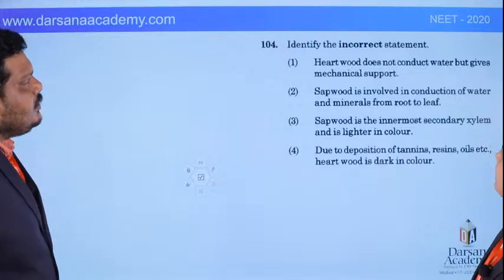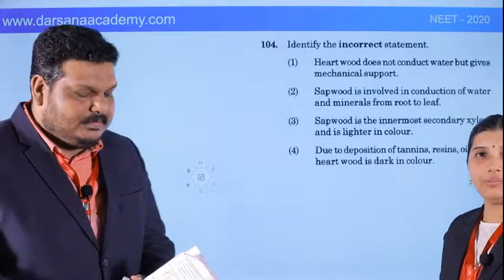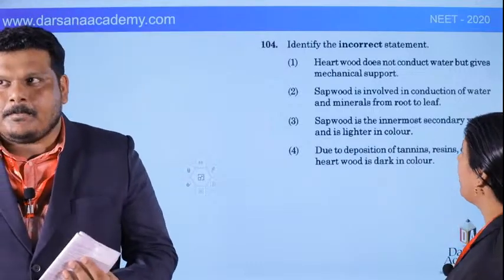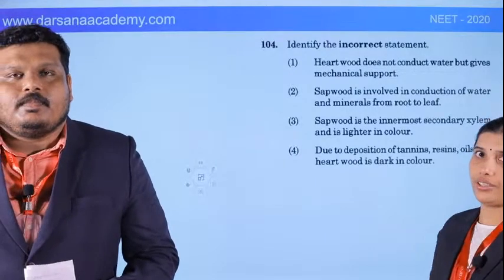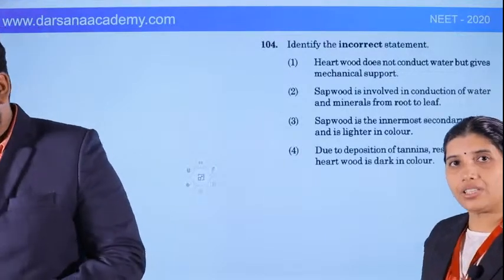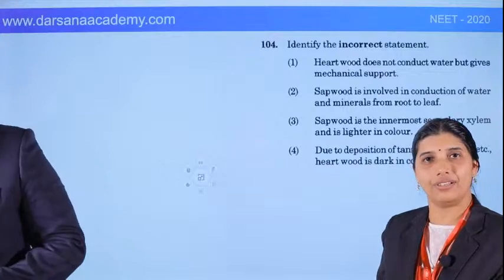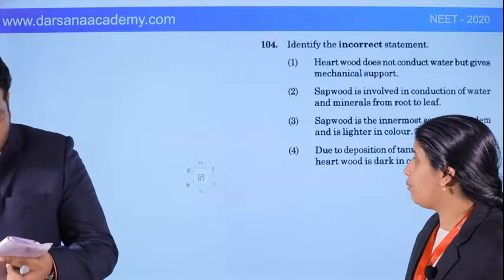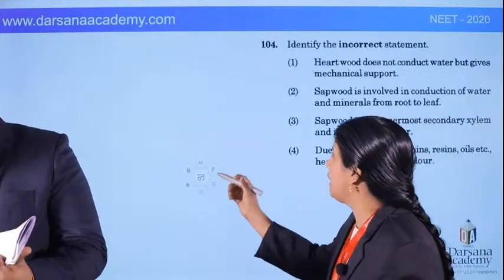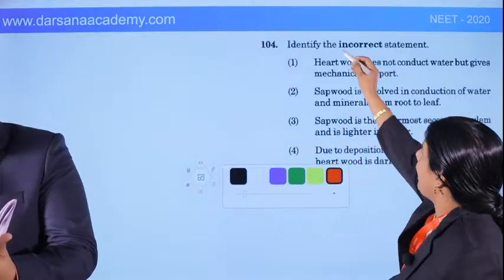That is from anatomy of flowering plants. Question number 104: identify the incorrect statement. It is a direct statement from the NCERT. You have to consider NCERT as a Bible. It's very important. We can see the options and look for the incorrect one.